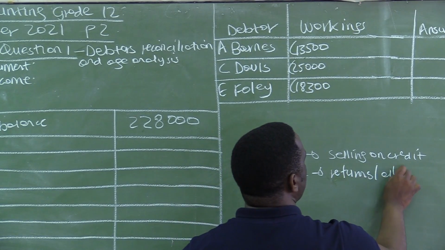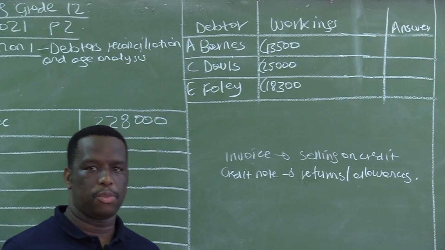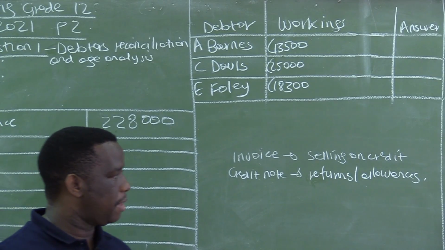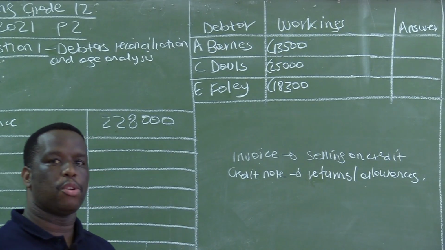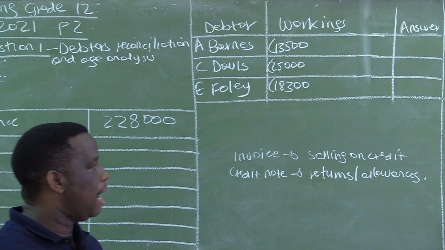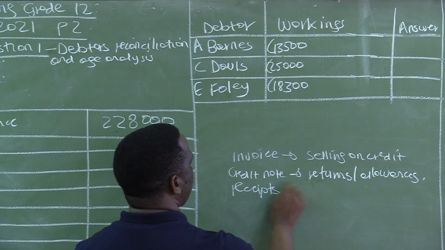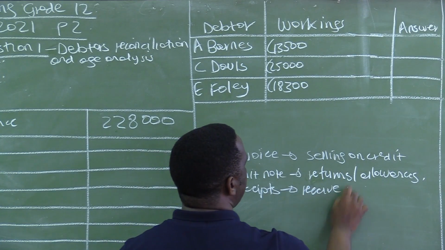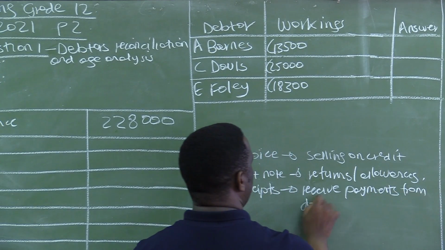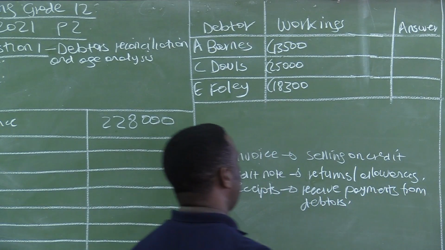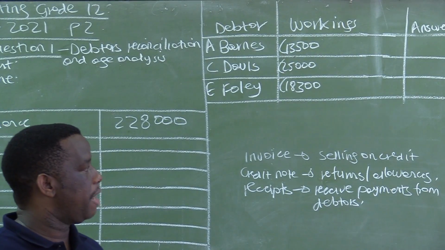If, for example, a debtor is not happy with certain goods that were sold to him or her and is returning those goods, then a credit note will be issued by the business. So a credit note is the source document for returns or allowances given to our debtors. A receipt will be issued when we receive payments from debtors. When these people are paying us, we issue them with a receipt to indicate that we have received their payment and therefore we have credited their account.